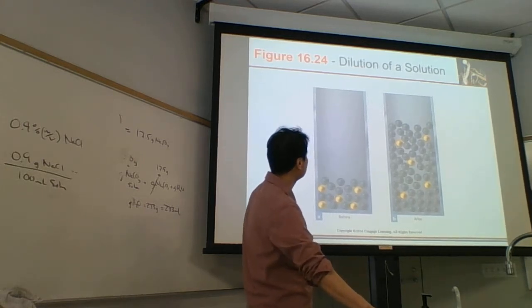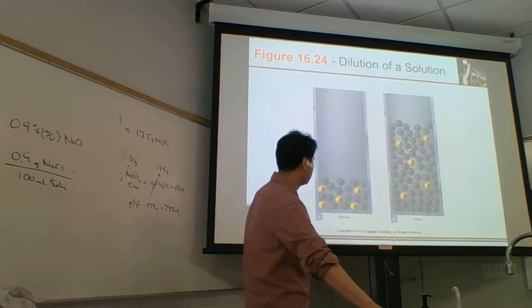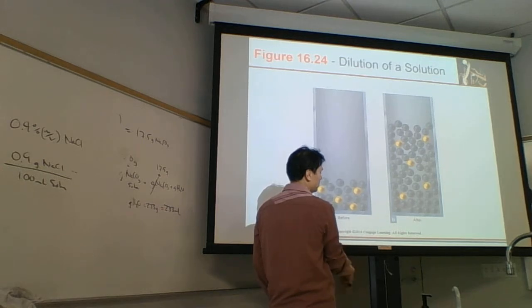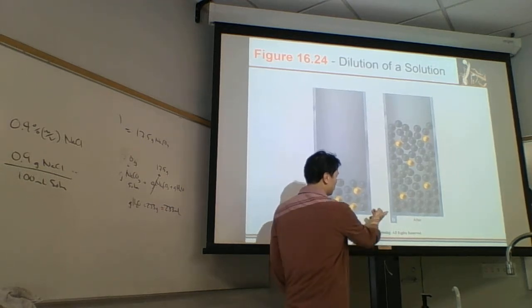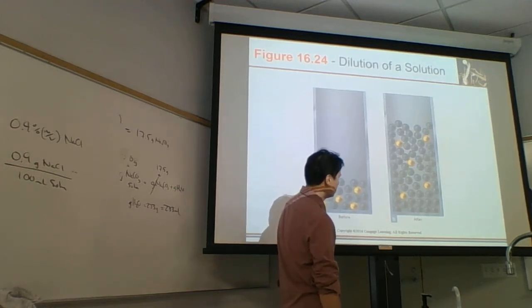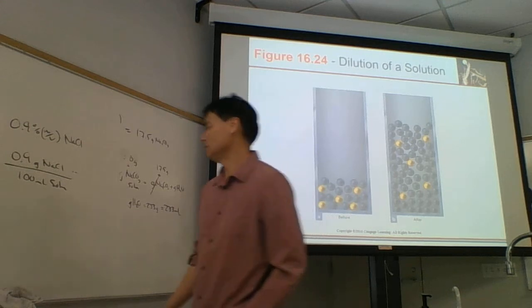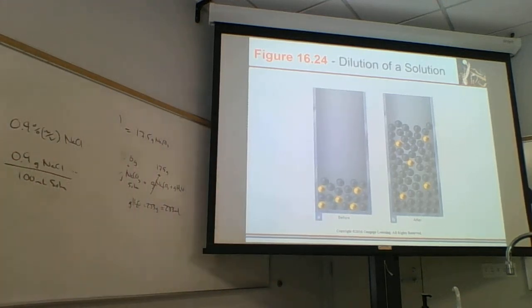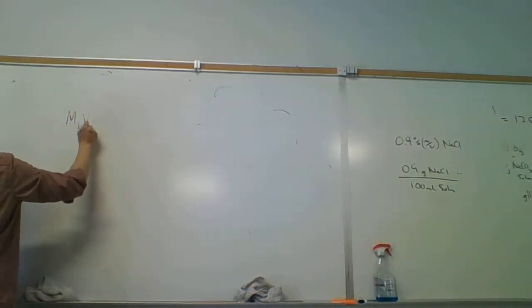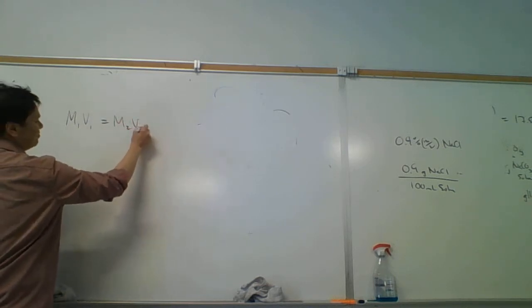What we have to do in lab a lot is solution dilution, because when we buy concentrated HCl, we want to dilute it to a whole bunch of molarities, like 6 molar, 1 molar, 0.1 molar. That's going to require solution dilution. Solution dilution is an important calculation in lab. And so the solution dilution equation is M1V1 = M2V2.